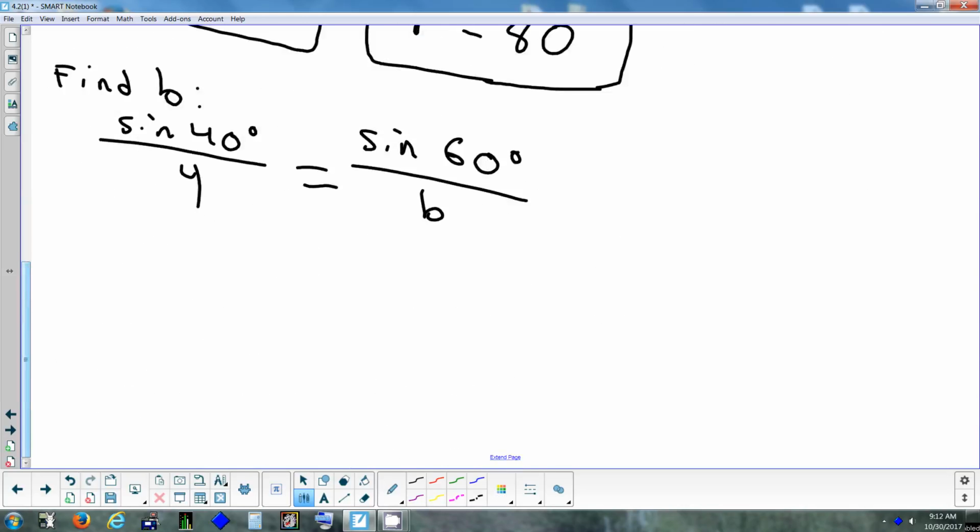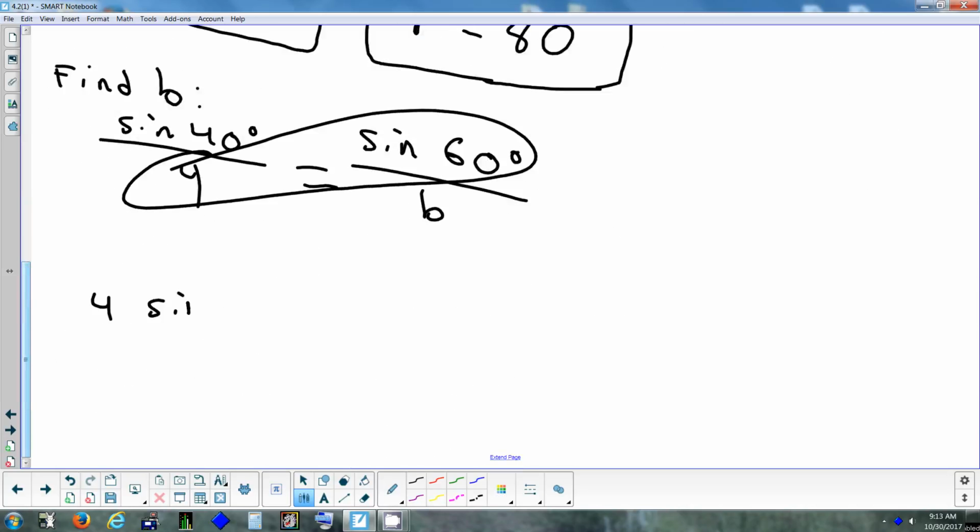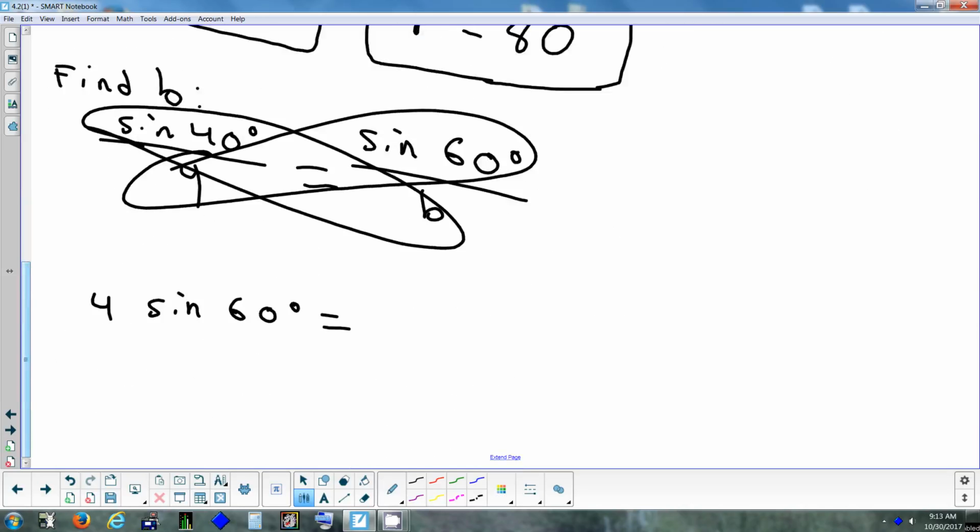And now solve for B. Does anyone remember how you solve a proportion? What do you do? Okay, you cross multiply. Now, for the first one, I'll do all the steps out with cross multiplying, but if you can do this in your head and get B by itself, that's fine too. We don't use a calculator till the last step. All right, so we have 4 sine 60 equals B sine 40.